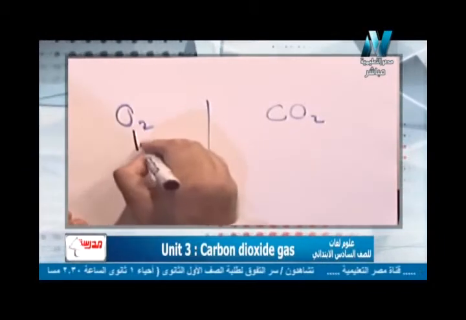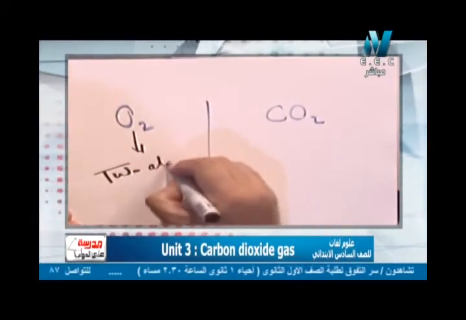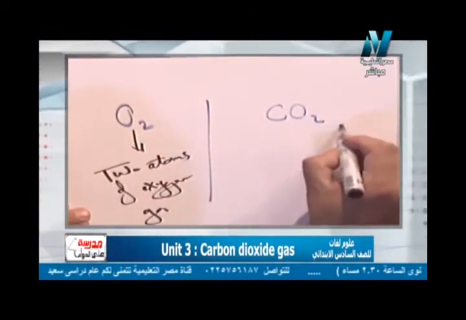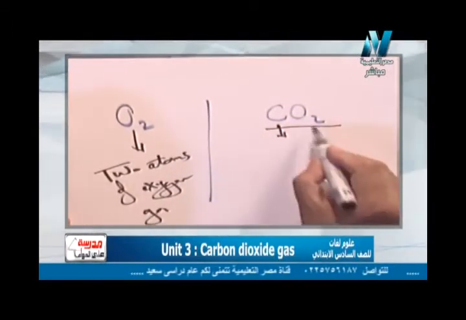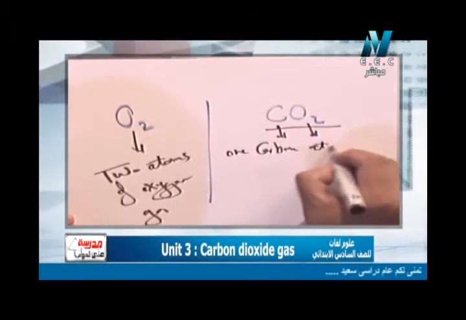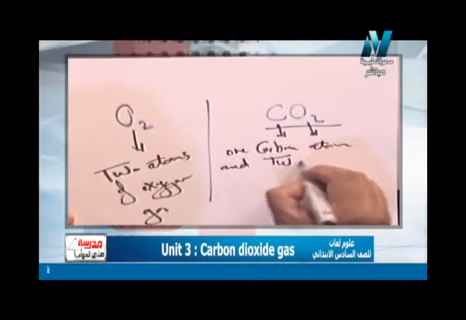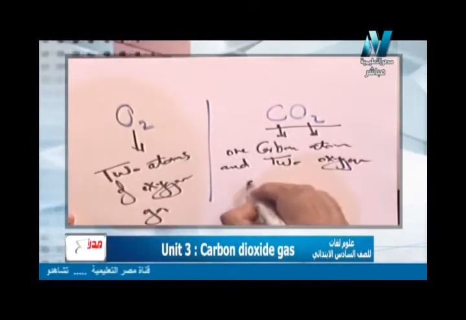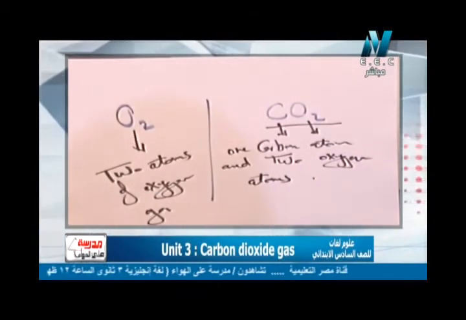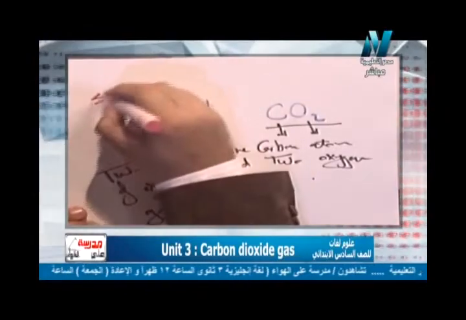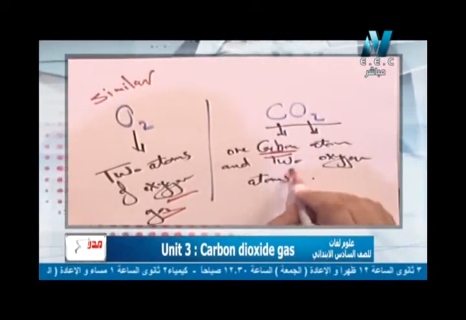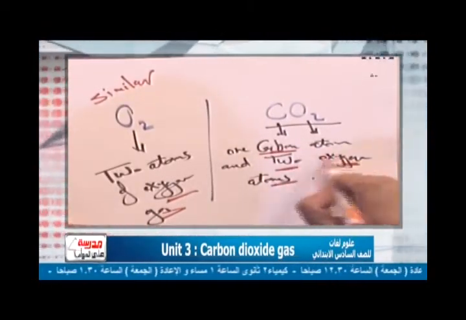So here I have two atoms of oxygen. But here I have one carbon atom and two oxygen atoms. So what's the difference between them? هنا في الأكسجين عندنا two atoms والاثنين oxygen. يبقى الأتوم هنا similar. يعني إيه similar؟ يعني متشابهين. طب في الكربون دايوكسيد I have one carbon atom and two oxygen atoms. يعني في اختلاف في نوعين في أكسجين وكربون.